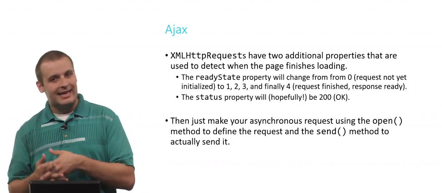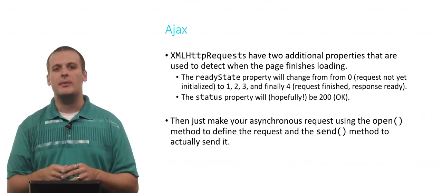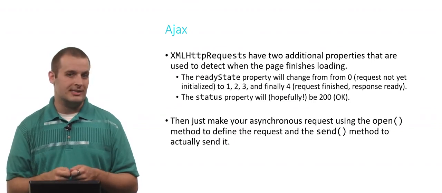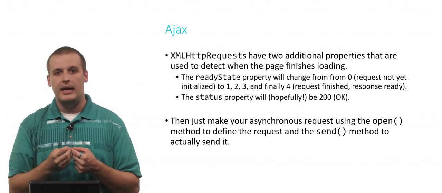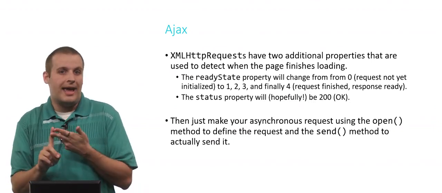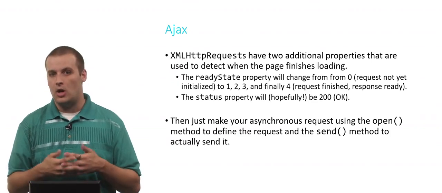And hopefully the status that we get back is 200. Those are the 2 things we're really caring about. We want to make sure that when our Ajax request is completed, the ready state is 4, so the data has been received, and the data was received OK. You may recall 200 being the HTTP code for OK.